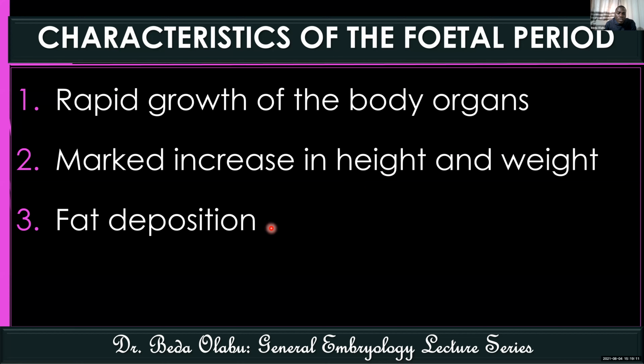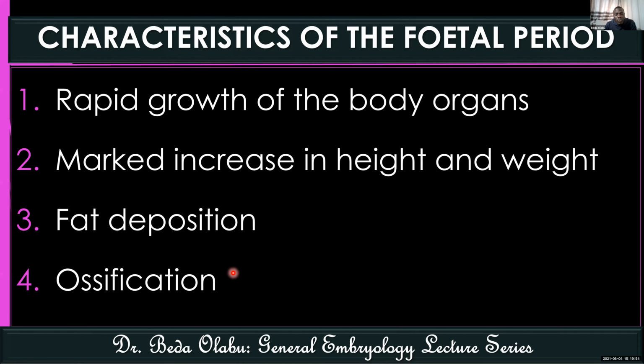The fetal period is also a period of fat deposition. So the baby deposits a lot of fat in the subcutaneous tissues so that the skin of the baby becomes relatively smooth, from wrinkled skin to very smooth skin. If a baby was to be born prematurely, the skin would appear really wrinkled because fat deposition is not yet complete. But a term baby usually has very smooth skin because the fat in the subcutaneous region is adequate, and so the skin is stretched, appears very smooth.